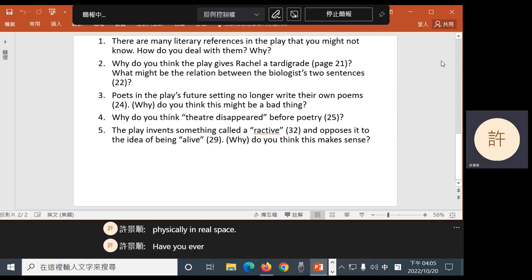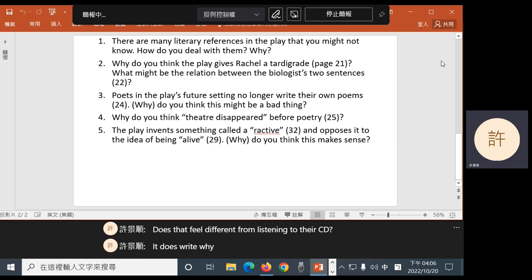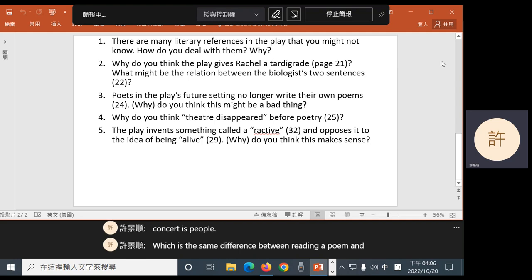Have you ever seen a play live? Okay, how about this? Have you ever seen a concert live, like a musician? Does that feel different from listening to their CD? It does, right? Why does it feel different? You feel alive, yes, because it's real people, the real musician on the stage, the real fellow fans surrounding you. The difference between listening on a CD and listening in a concert is people, which is the same difference between reading a poem and watching a performance of a play.